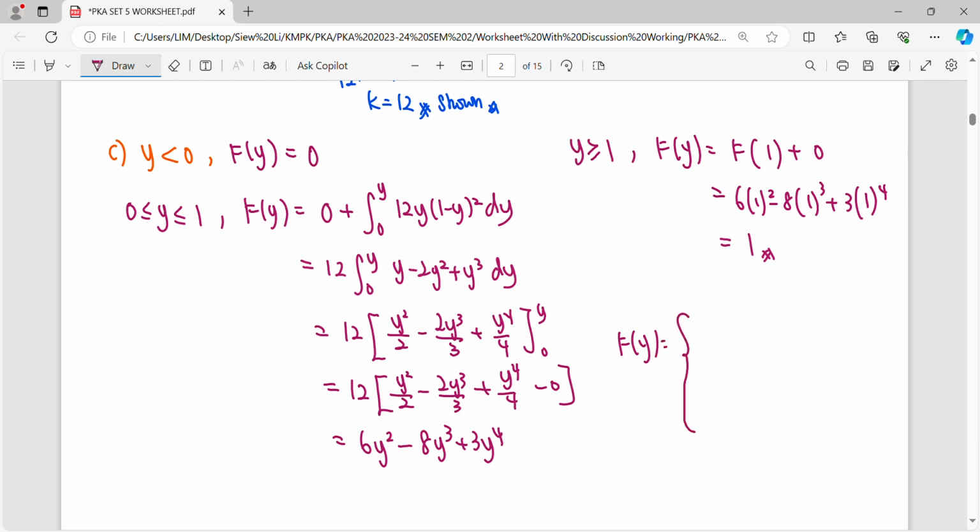Then we're going to rewrite our answer in piecewise. Starting from the beginning, 0 for y less than 0. Then the second answer, 6y squared minus 8y cubed plus 3y to the power 4, for y in between 0 and 1. And then lastly, 1 for y greater than 1, so not included. Since 1 is already included in the previous interval, in the next interval we will not include the value of 1.